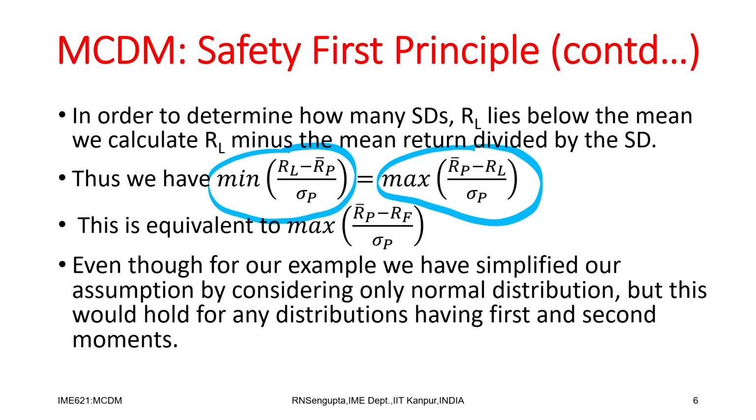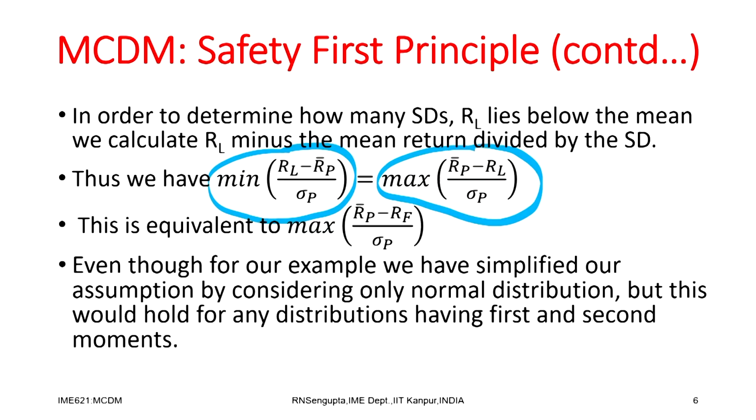This is exactly equal to the concept of maximizing RP minus RF, because RL is now being replaced by RF, by standard deviation, and we solve the problems accordingly. Even though for our example, we have simplified our assumption by considering only the normal distribution, which I did mention, this would hold true for any distributions having the first and the second moments, because first moment being mean, second moment being standard deviation, and if the second moment does not exist, you cannot utilize this principle accordingly.